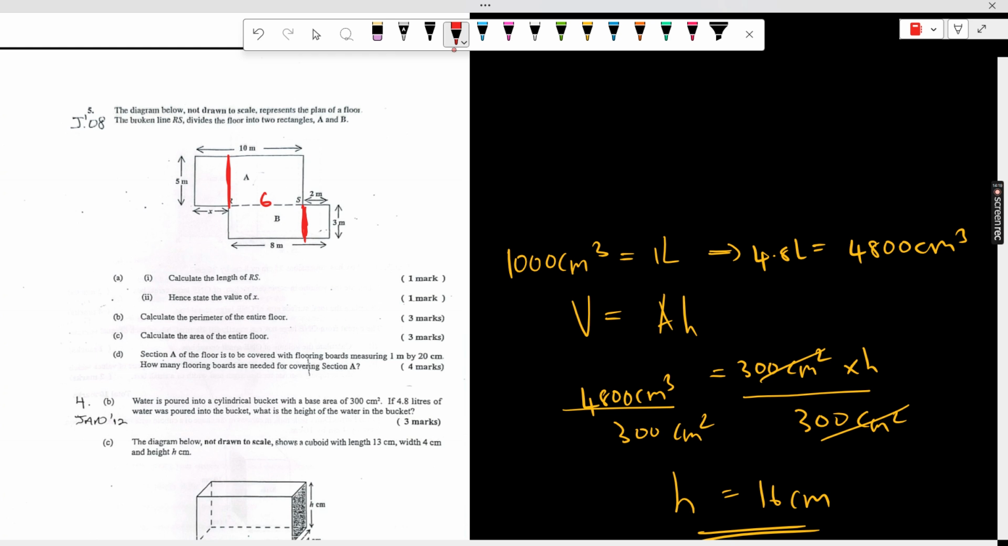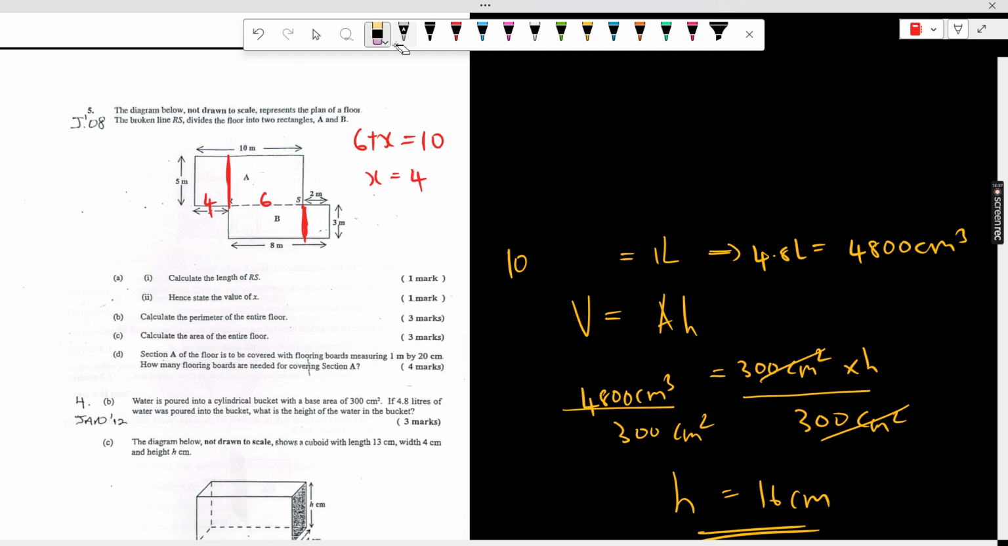If RS is equal to 6, then it means that 6 plus X is equal to 10, and therefore X is equal to 4. You got that? Yes, sir. Good. So X is equal to 4. Nice.